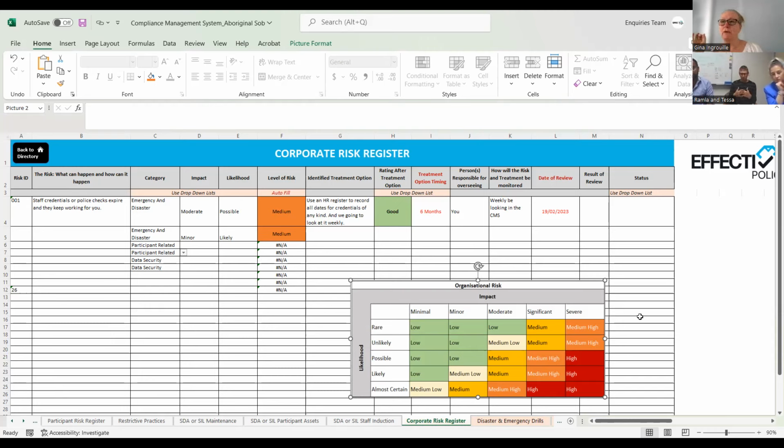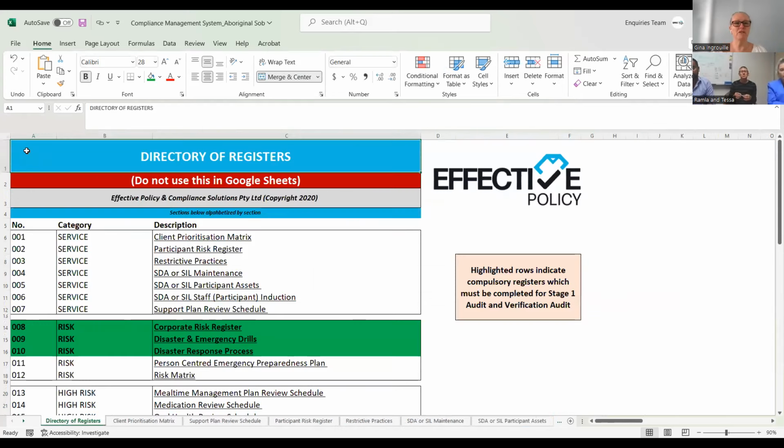These registers are a helicopter looking down on the service. These are not the individual client files and everything else. This is so you can say, I have oversight of all that's going on there by looking at the dates, because it's the most important thing, the date for review on most of these things. I get to see the level of risk on most of these things, whether it's the corporate risk register or whether it's the participant register, which I'll just click on.